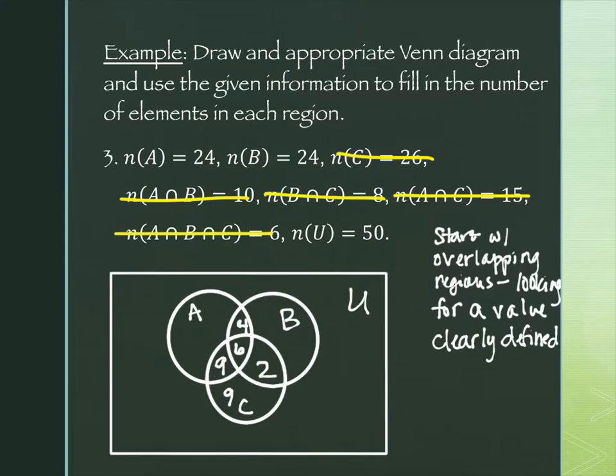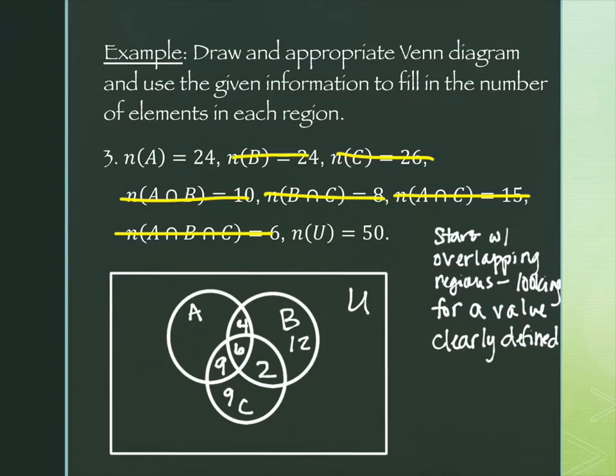Same thing for circle B. So circle B is this top one right here. I've got a 4, 6, and 2 already in the circle. How many is that total? 12. How many am I supposed to have? 24. So how much is missing? 12. And I've taken care of circle B.